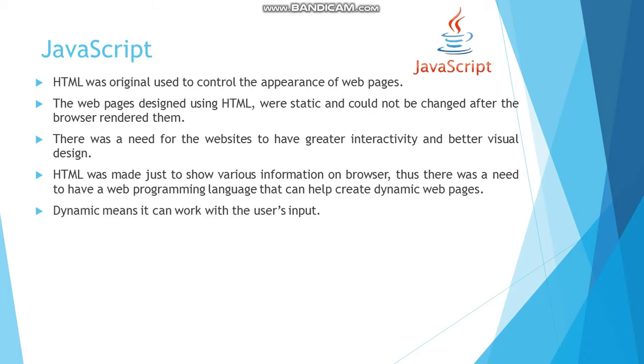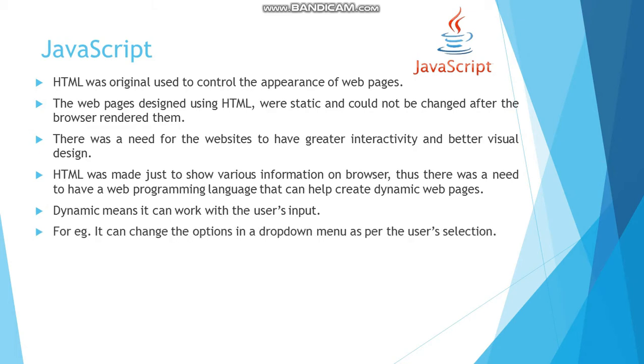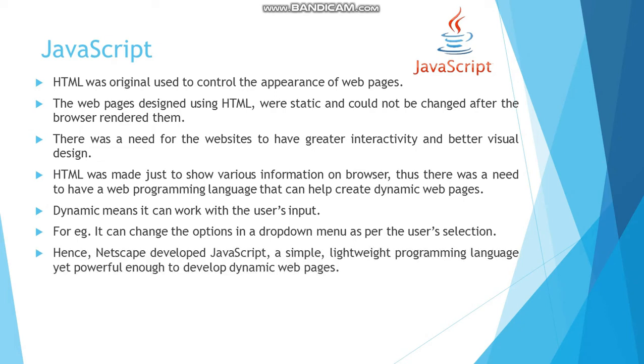Dynamic means it can work with the user's input. For example, it can change the options in a drop-down menu as per the user selection. You might have seen in some websites that whenever you select the country India in one drop-down menu, then the options in another drop-down menu automatically change, that is, states. So this way dynamic web pages can be created using JavaScript. Hence Netscape developed JavaScript, a simple, lightweight programming language, yet powerful enough to develop dynamic web pages.